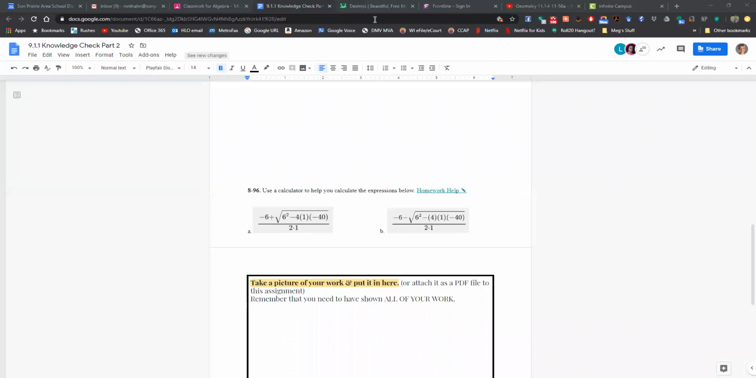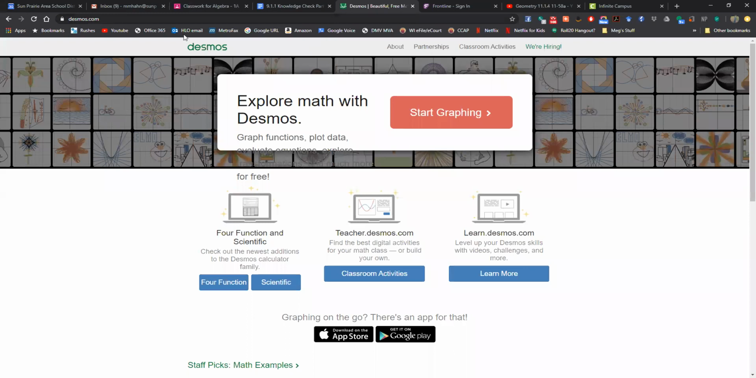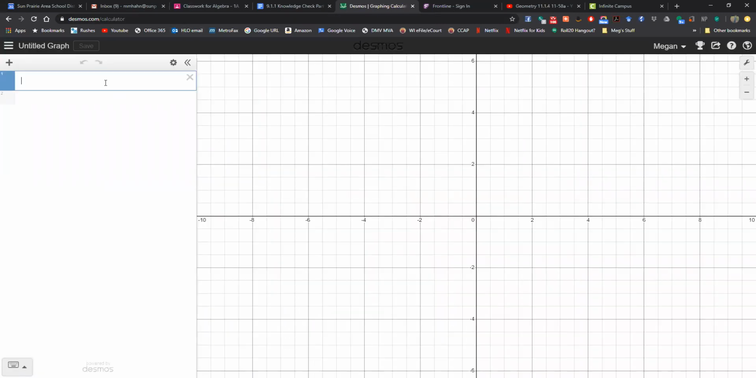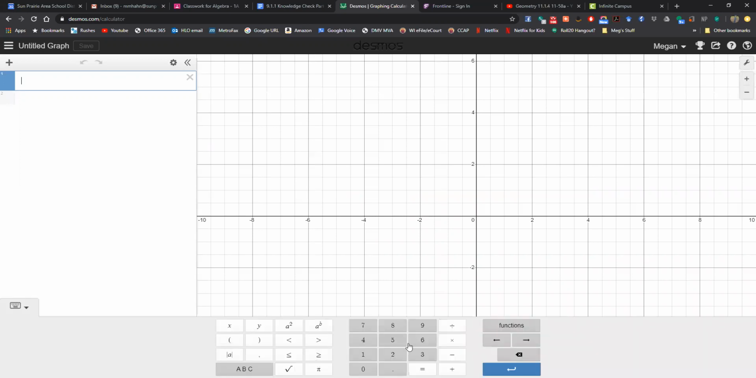So I'm going to go ahead and put this into Desmos. I go to desmos.com. I click on Start Graphing, even though I'm just going to be using it as a calculator. And now I start typing it in. If you need the square root buttons and things like that, you can go down here to the Show Keypad, and this is where you can get a bunch of those things like squares or parentheses or the square root button.